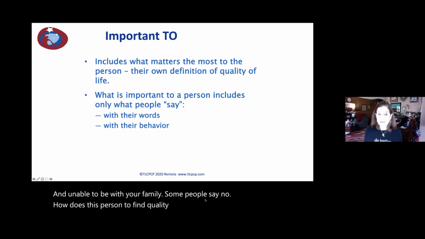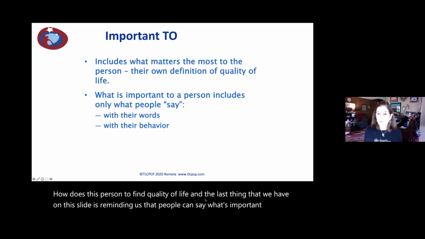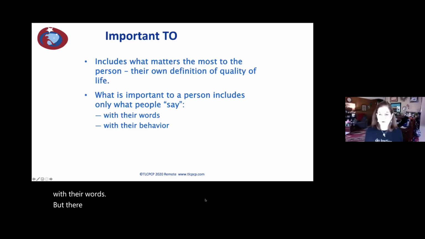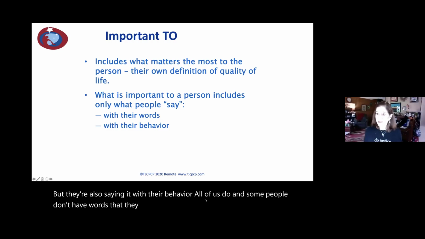And the last thing that we have on this slide is reminding us that people can say what's important to them with their words, but they're also saying it with their behavior. All of us do. And some people don't have words that they say verbally, and we have to rely on their behavior. But if behavior says one thing and words say another, maybe you've seen that before.